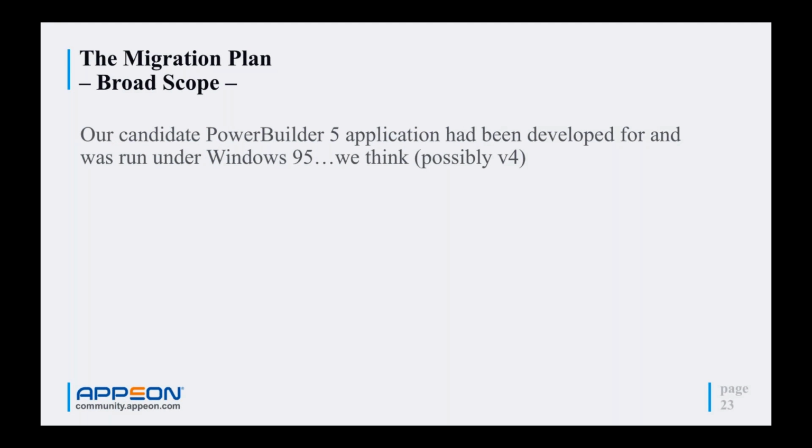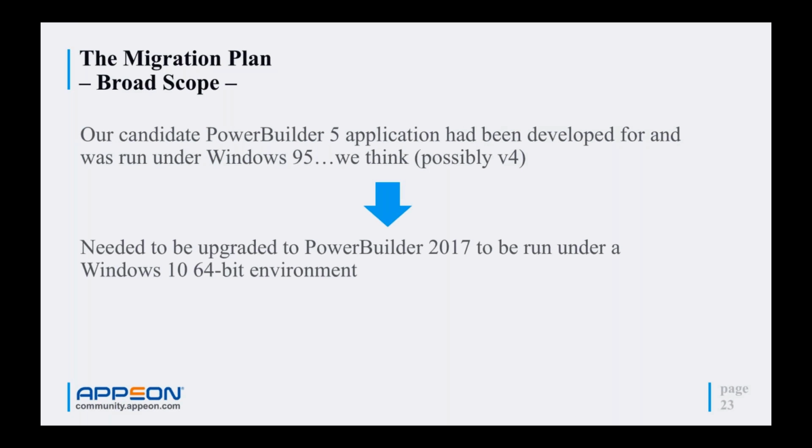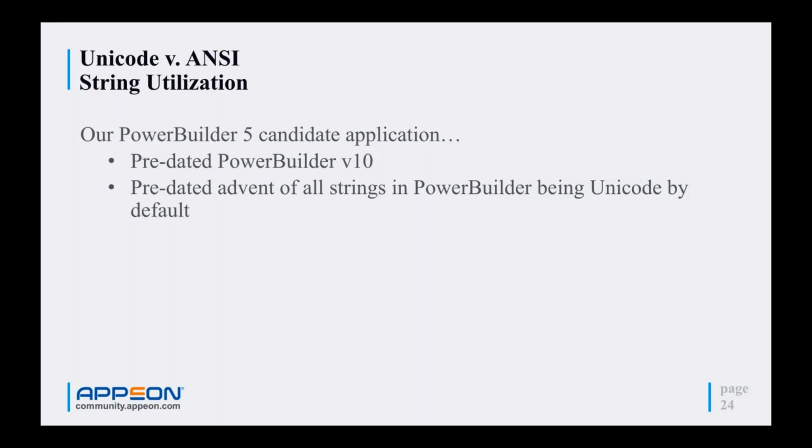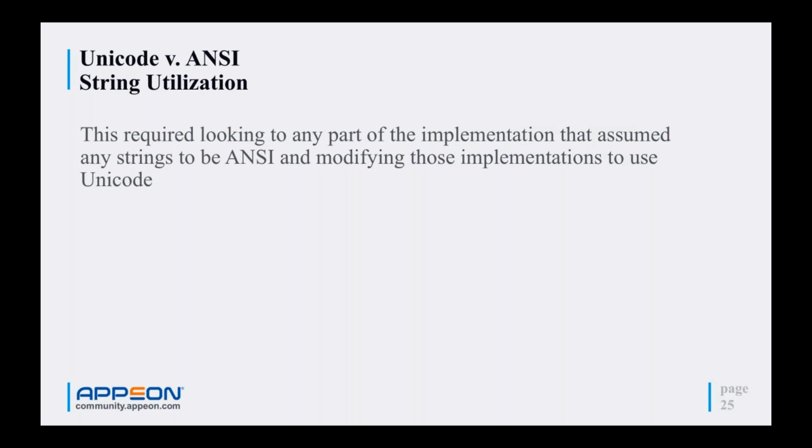Now, our candidate PowerBuilder 5 application had been developed for and was run under Windows 95. And we needed to upgrade it to PowerBuilder 2017 to be run in a Windows 7 64-bit environment. It did predate, as I stated earlier, version 10.0. This also was before the advent when all strings in PowerBuilder were Unicode by default. This required looking into any part of the implementation that assumed any strings to be ANSI and modifying those implementations to accommodate Unicode.